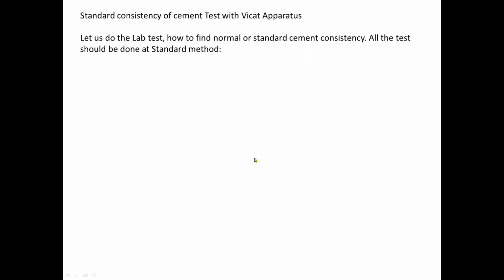Standard consistency of cement test with the Vicat apparatus. Let us now do the lab test, and these are the procedures for how to find the normal or standard cement consistency. All the tests should be done by the standard method.